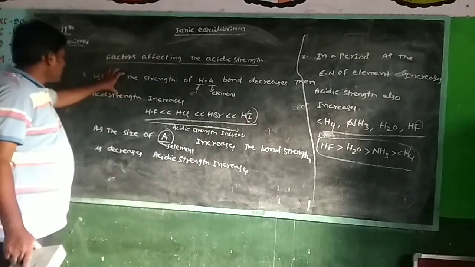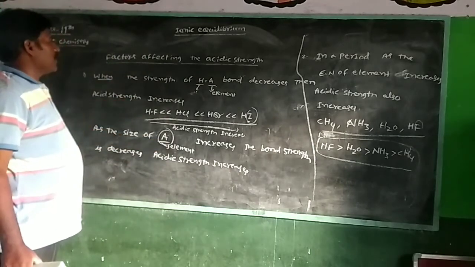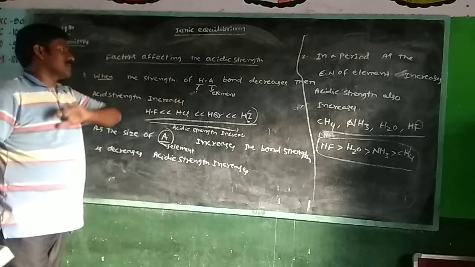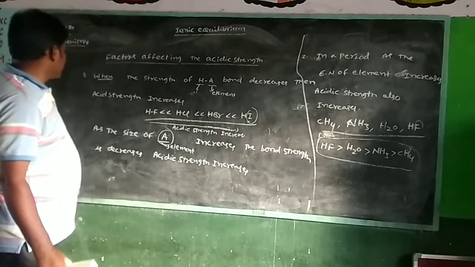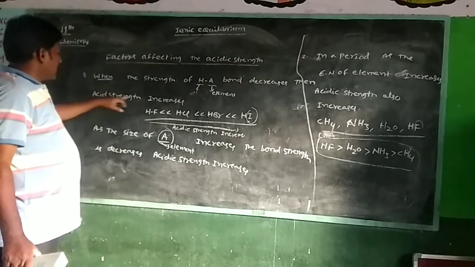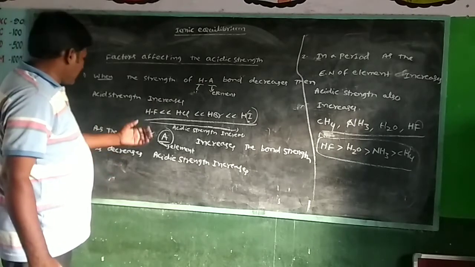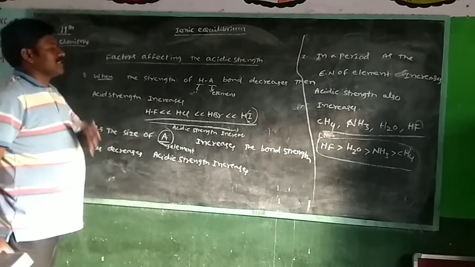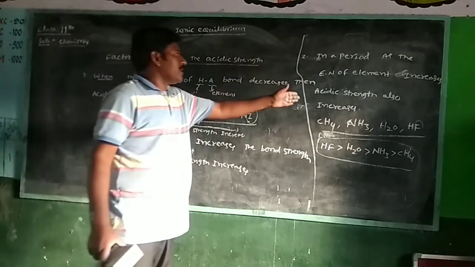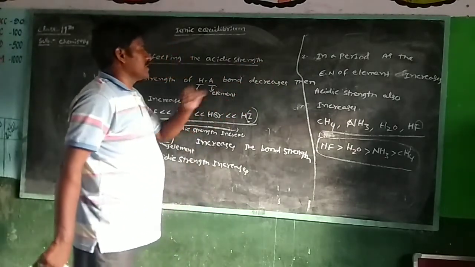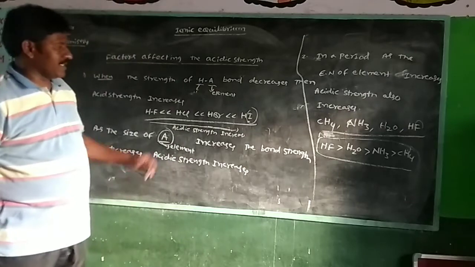First, when the strength of the HA bond, H means hydrogen and A means element, decreases, acidic strength increases. As the size of the element increases, the bond strength decreases and acidic strength increases. In a period, as the electronegativity of the element increases, acidic strength also increases.